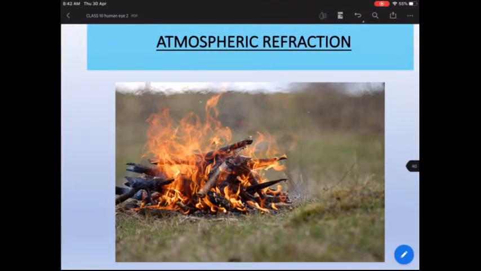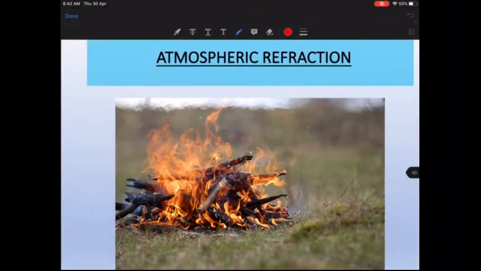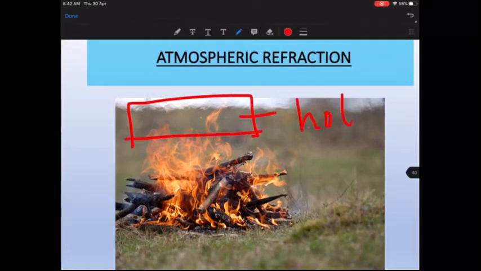You will see some kind of waving effect or flickering effect, right? So why is that flickering effect taking place? That is because when you light this fire here, just above the fire, the air is actually very hot. Okay, the air is very hot.